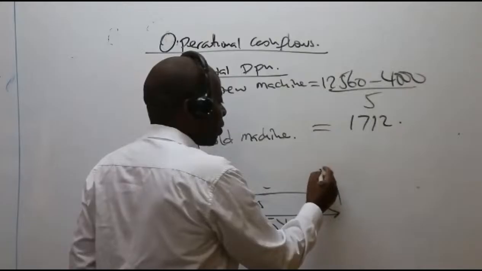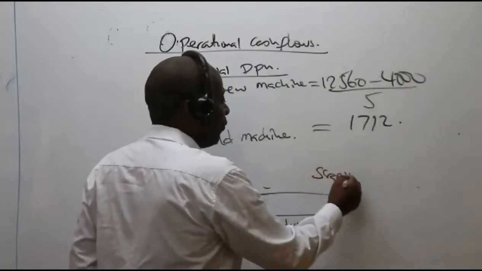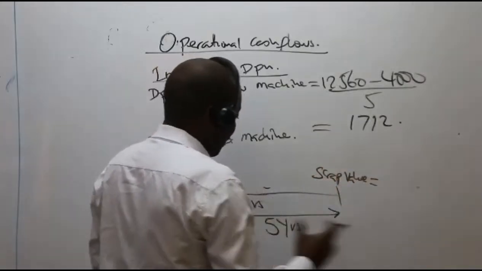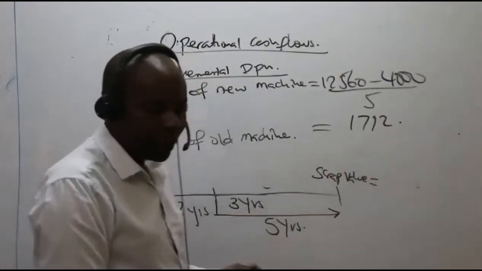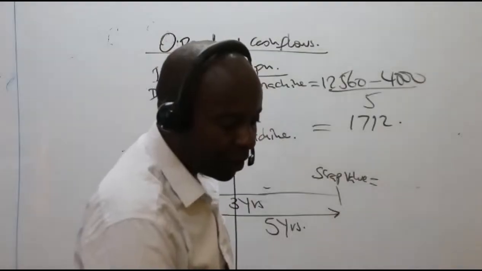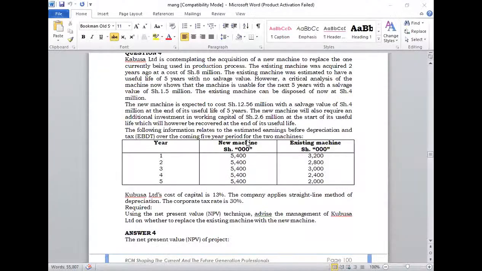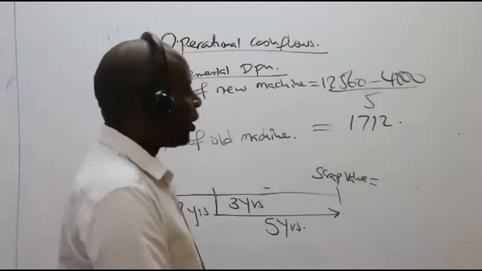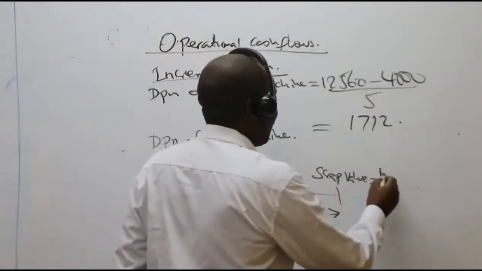For these 5 more years, they have given us the scrap value for the old machine after elongating the period. What are they giving us? They are telling us that a critical analysis of the machine now shows that the machine is usable for the next 5 years with a salvage value of 1,500. So the salvage value here, which is the scrap value, is 1,500.